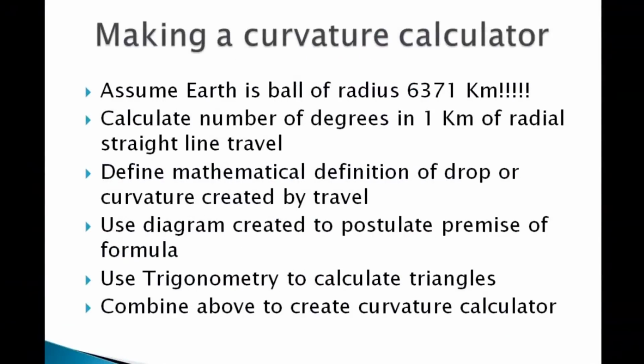Move on from that. So basically, the presentation is just to show you how we're going to make a curve calculator. The first thing we're going to do is assume that the Earth is a ball of radius 6,371 kilometers. From that, the first thing we're going to try to do is use the measure of distance to calculate how we travel on a ball, and how we can use that travel to generate some numbers that we can put into the equation.